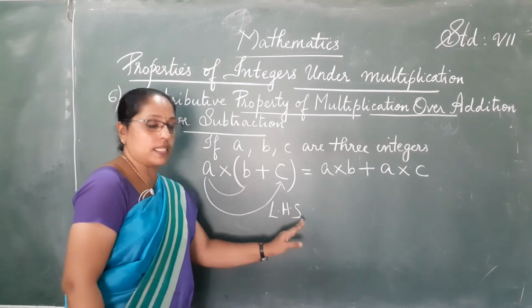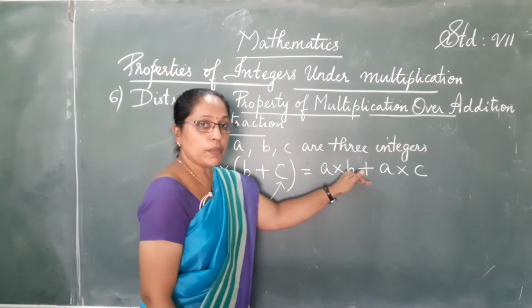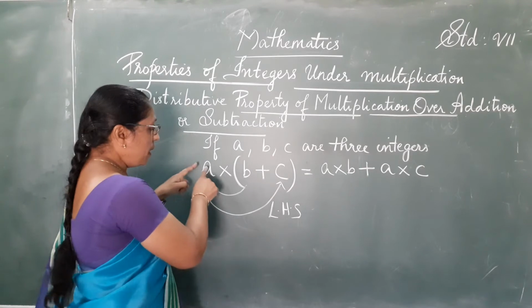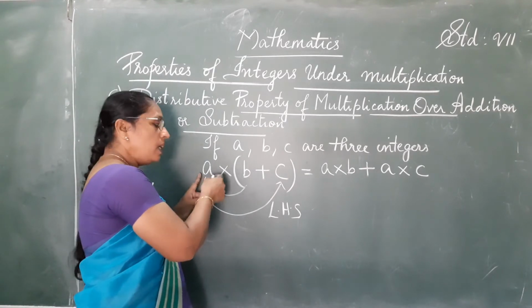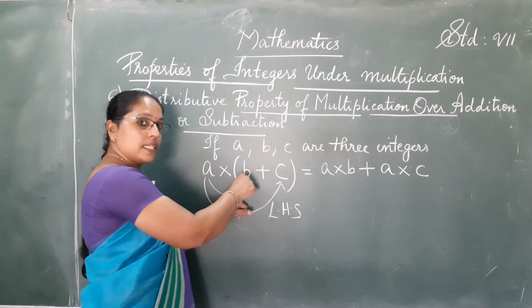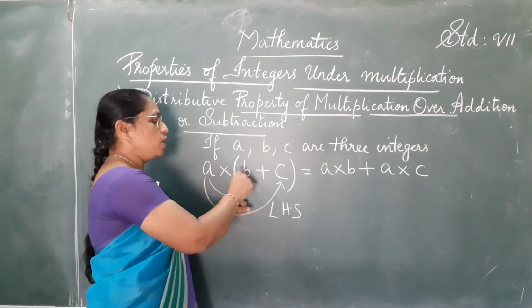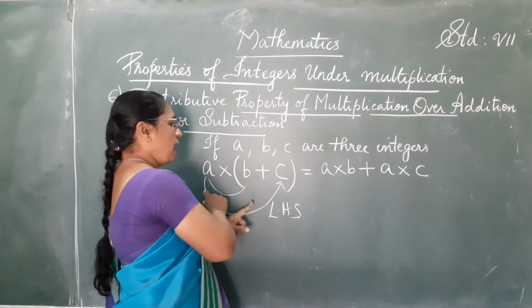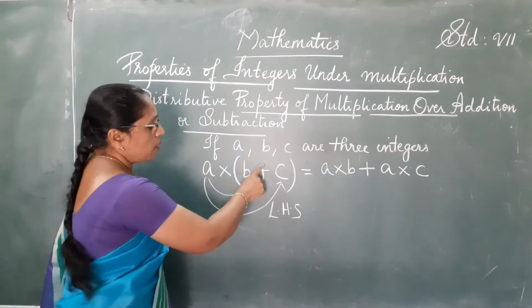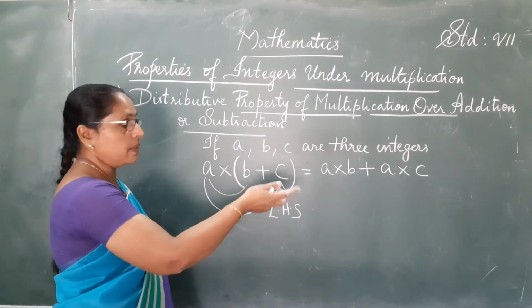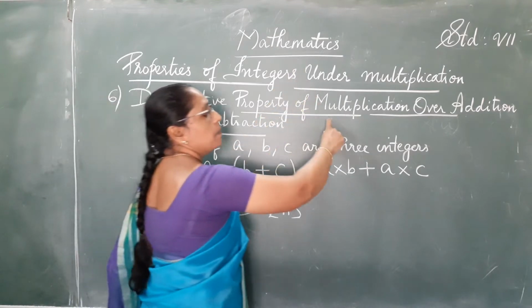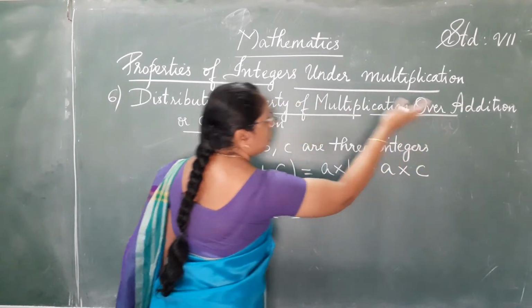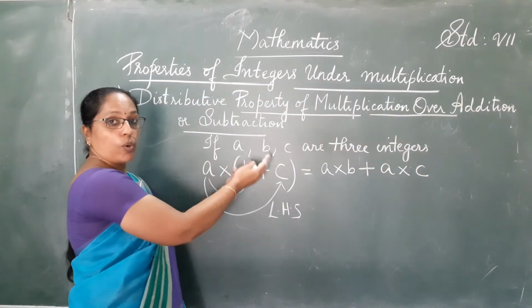LHS, left hand side, and the right hand side of the property says the number A, the outside member, is distributed to the inside members. That is A into B, plus is the middle operation, then A into C. Instead of plus, minus can also come. That's why I wrote the property as multiplication over addition, or this is multiplication over addition.